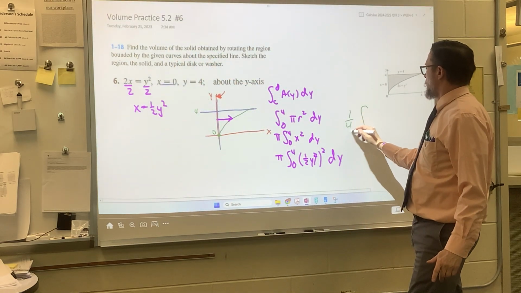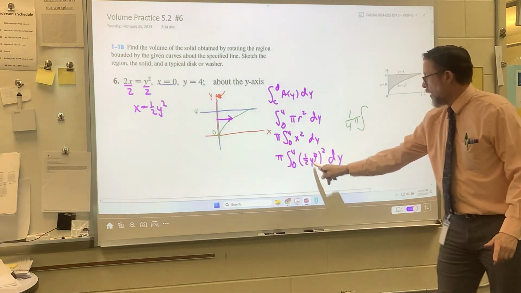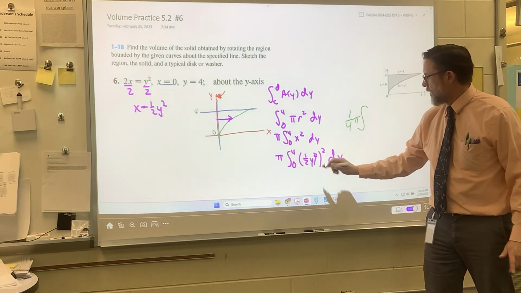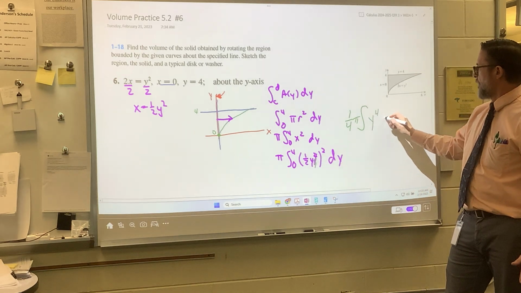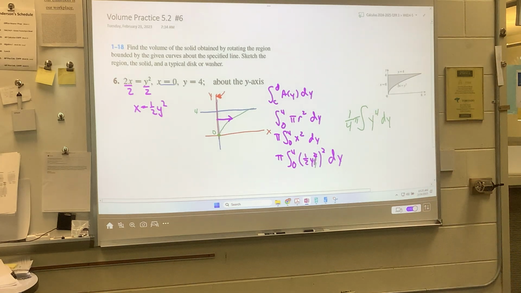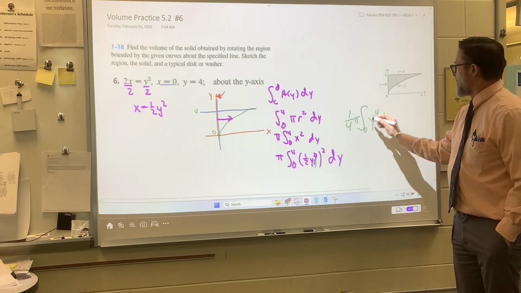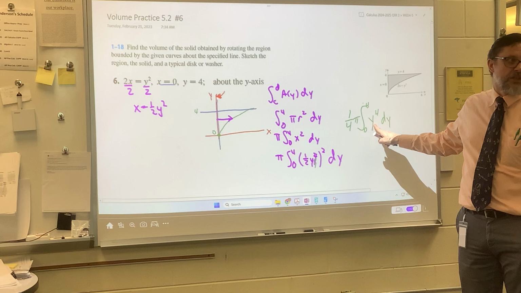It's going to be 1/4 pi on the outside as a constant. Half squared. Pi's here. y squared squared. Ignore that mark. That was an extra mark. It's y to the, I think it's y to the 4th dy. Everyone, from 0 to 4, it can't get any easier than this, because this is a super simple integration.